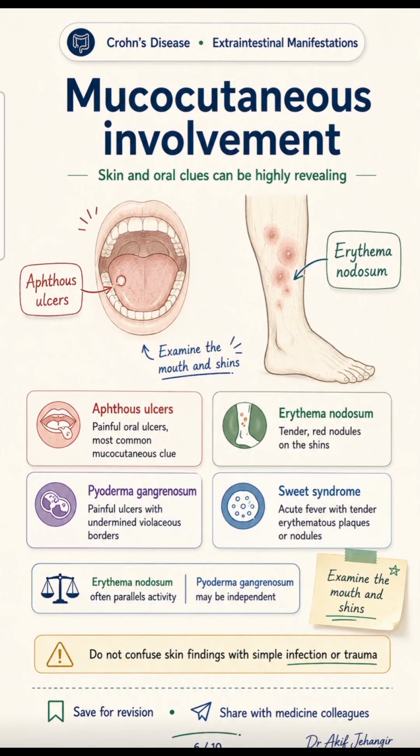Skin and oral findings can give important clues. Aphthous oral ulcers and erythema nodosum often parallel intestinal activity. Pyoderma gangrenosum and Sweet syndrome are important inflammatory skin manifestations. Do not dismiss these lesions as simple infection or trauma without considering inflammatory bowel disease.